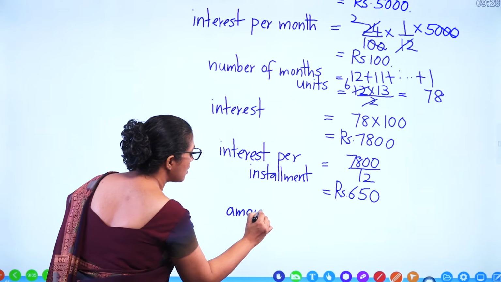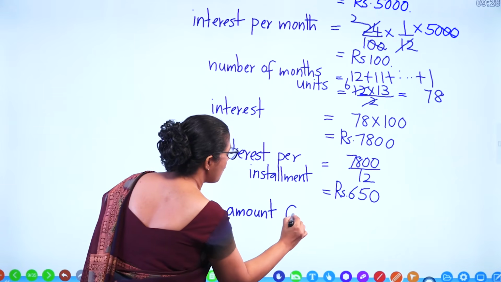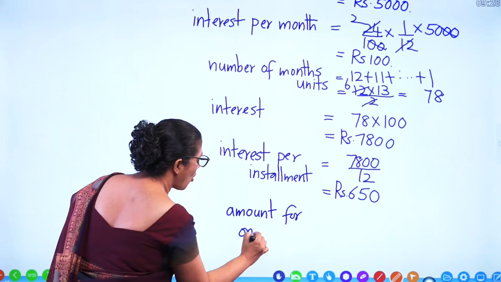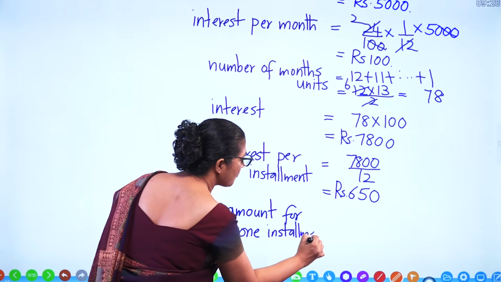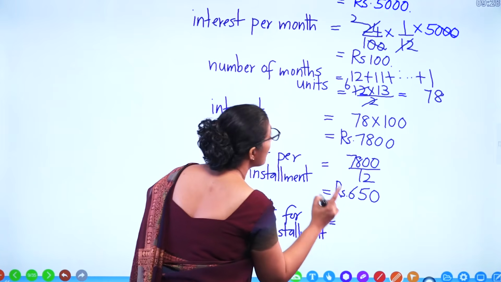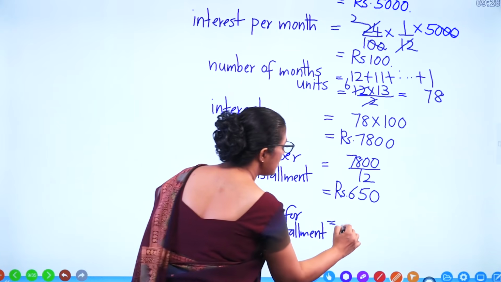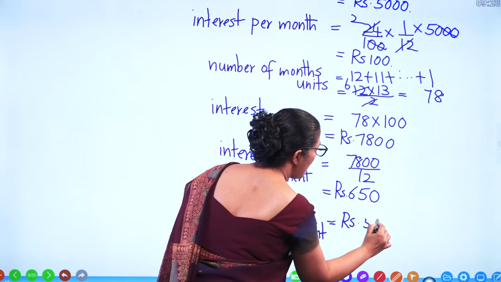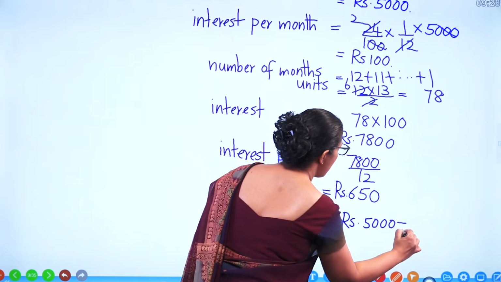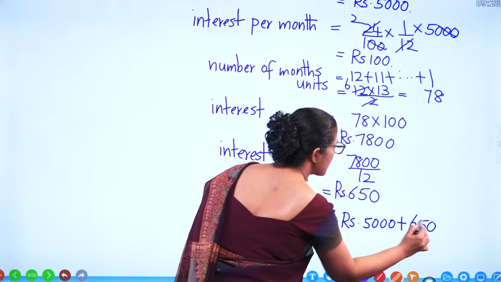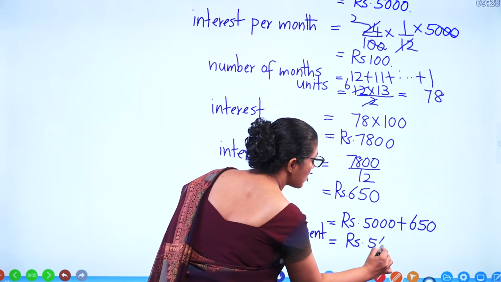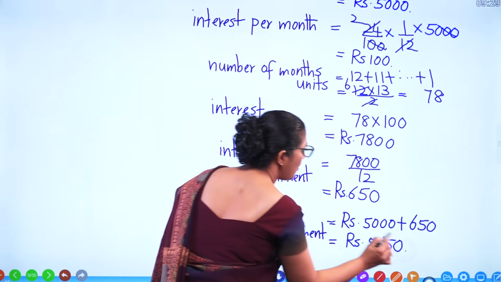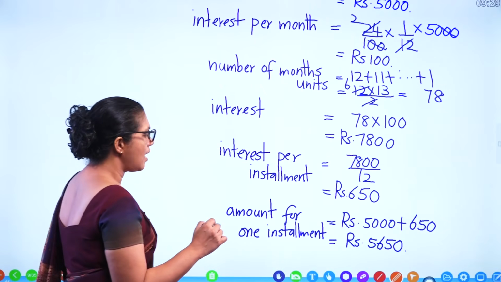The amount for one installment is earlier 5,000 rupees, and then 650 is the interest. So you have to pay 5,650 rupees. So that's the answer.